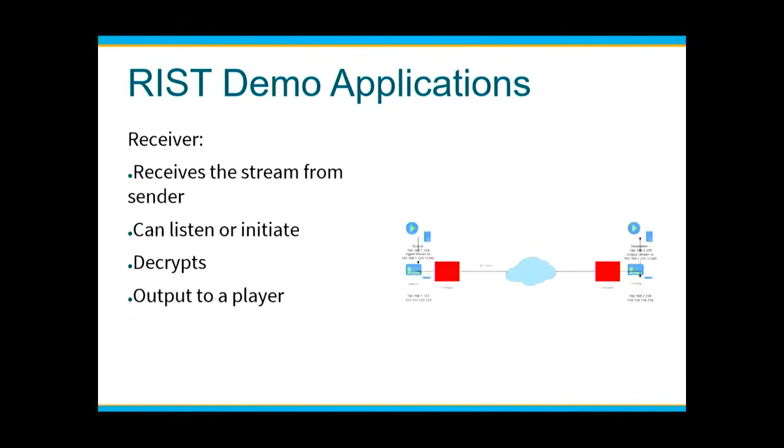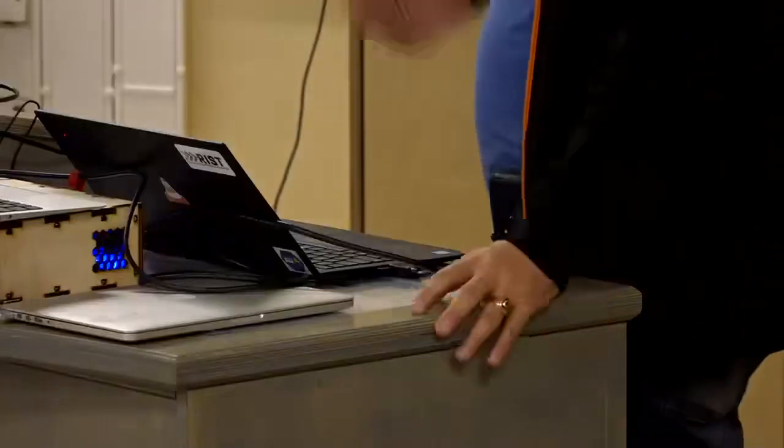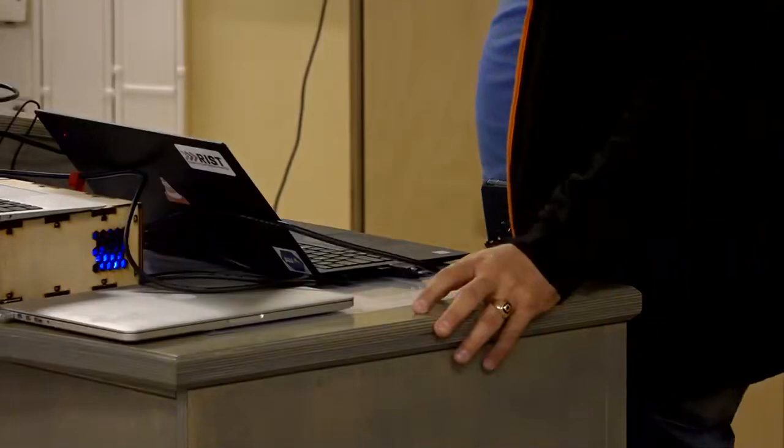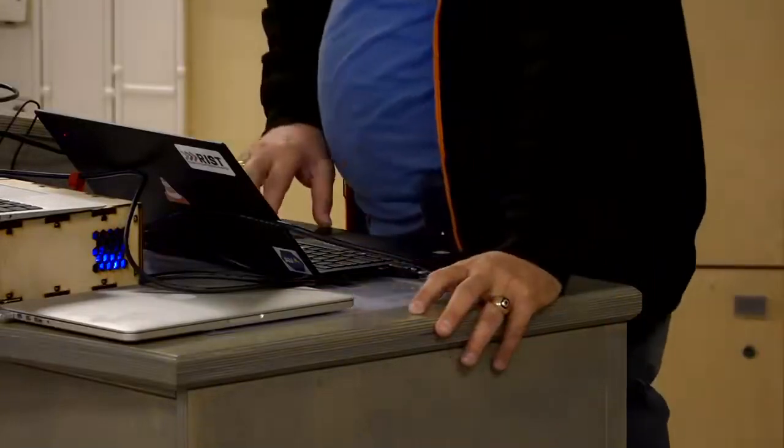On the receiver side, we read the RIST stream, decrypt it, and output to the next stage device. Could be a player, or maybe you want to output as a local network multicast to be used locally, in the receiver side for other purposes.